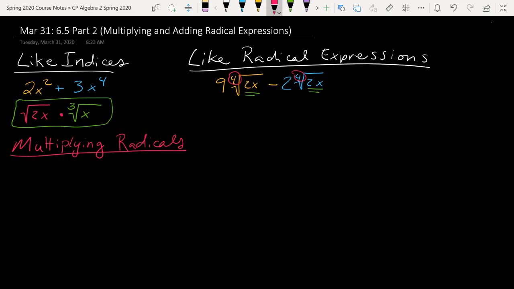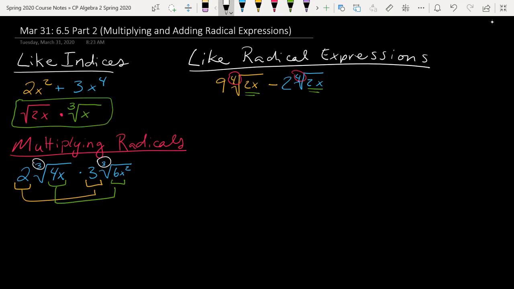The first operation I want to have a look at is multiplying radicals. In this case, all we're doing is applying the product property that we learned in the last video to some more complex expressions. Let's look at a simple example and then a more complex one. If we want to do this multiplication problem, it's really just a matter of applying the product property. We can multiply the pieces outside the radicals, and we can multiply the pieces inside the radicals, but only if we have like indices, which we have in this case.